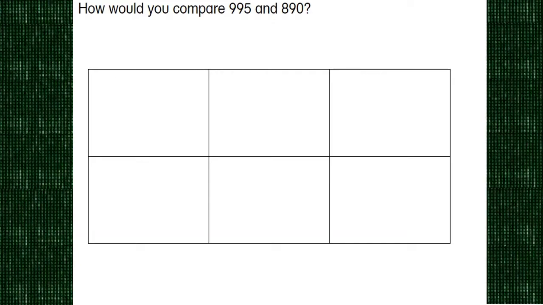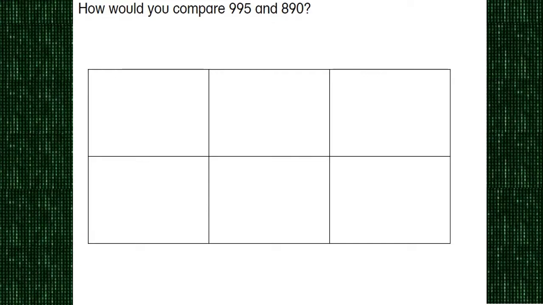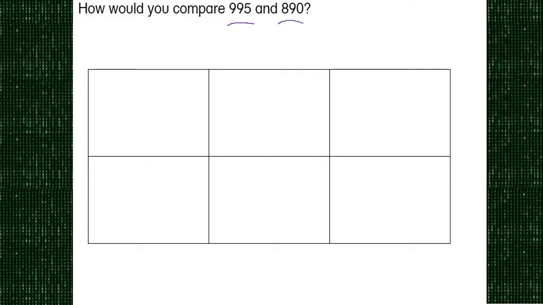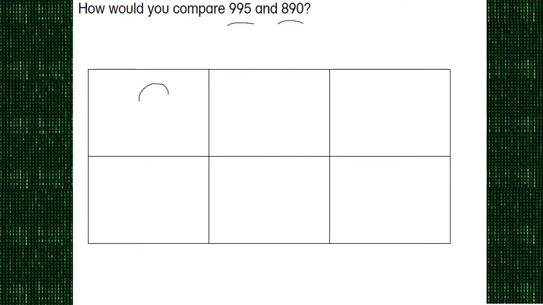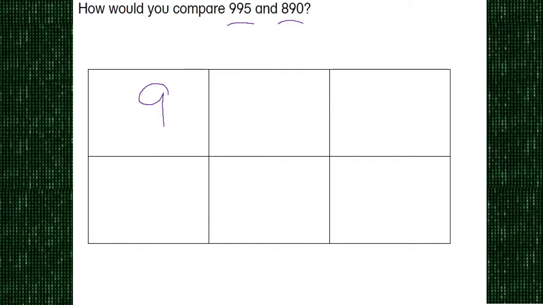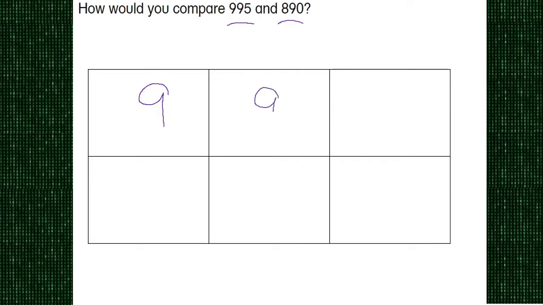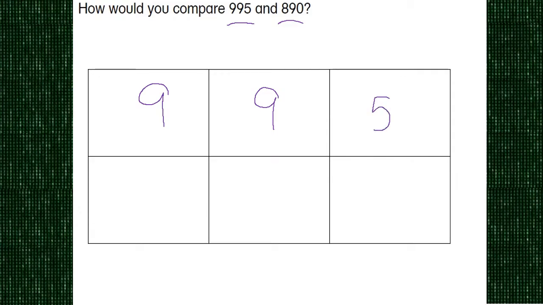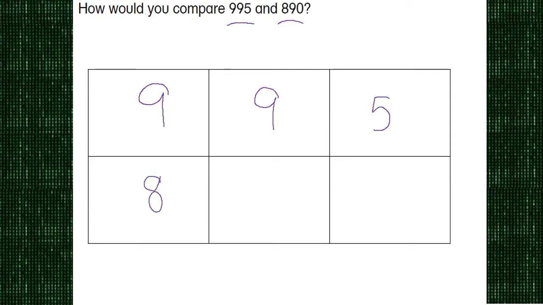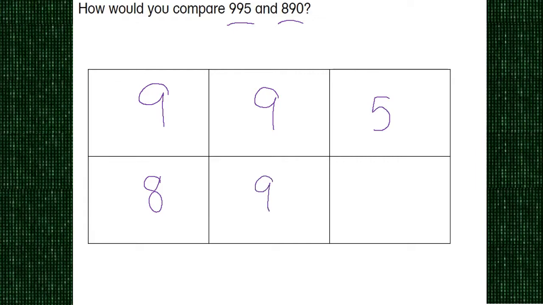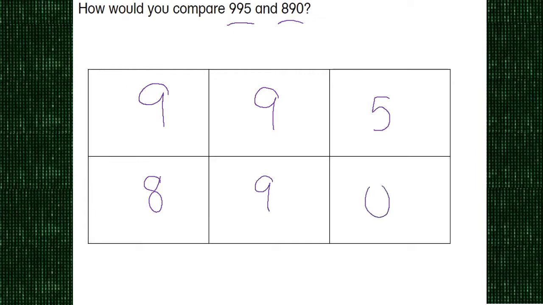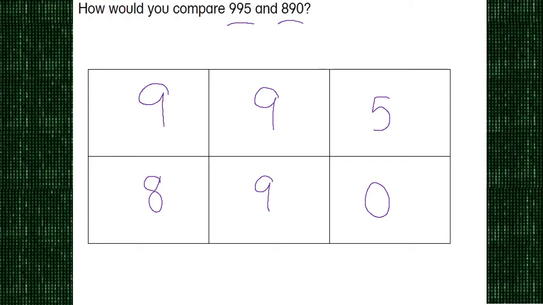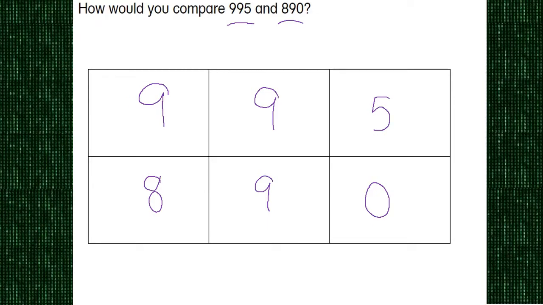Okay, so let's look at the top here. It says, how would you compare 995 and 890? Well, we can do this very simply by writing one number over the other. 995 and then 890. And remember, when we compare numbers, we always start with the highest place value. In this case, that's the hundreds.